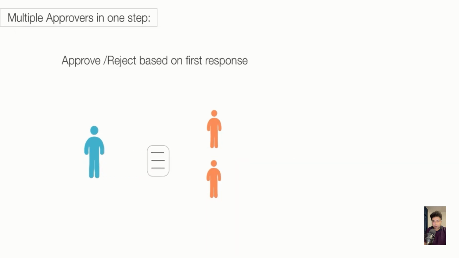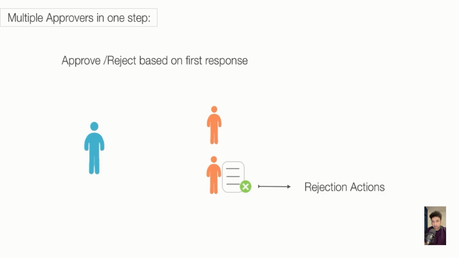When a user submits a record for approval, it is sent to multiple approvers. The record would be approved or rejected based on the first user to respond to that request. If they approve, the record is approved. If they reject it, the record is rejected. This is called first approval or rejection.